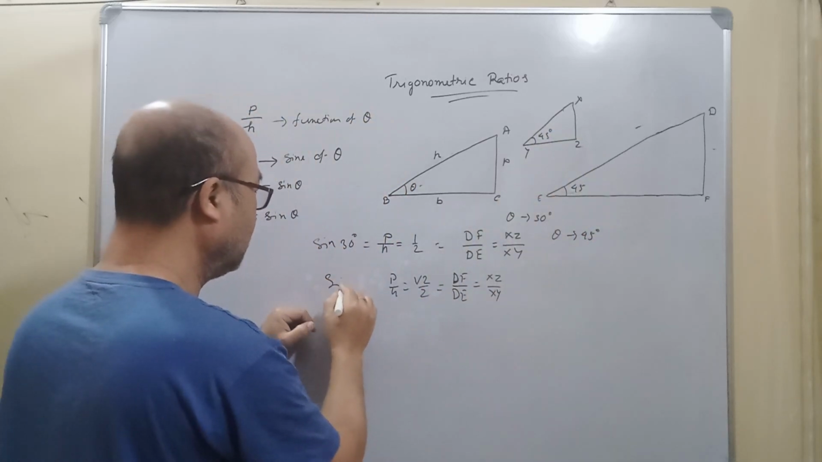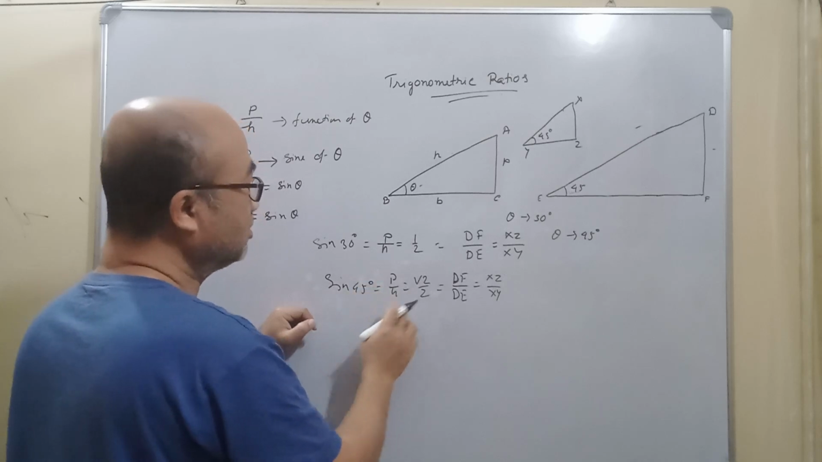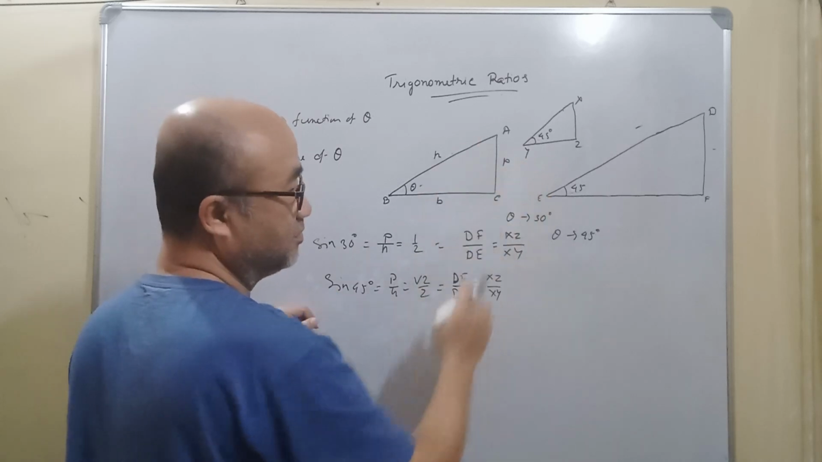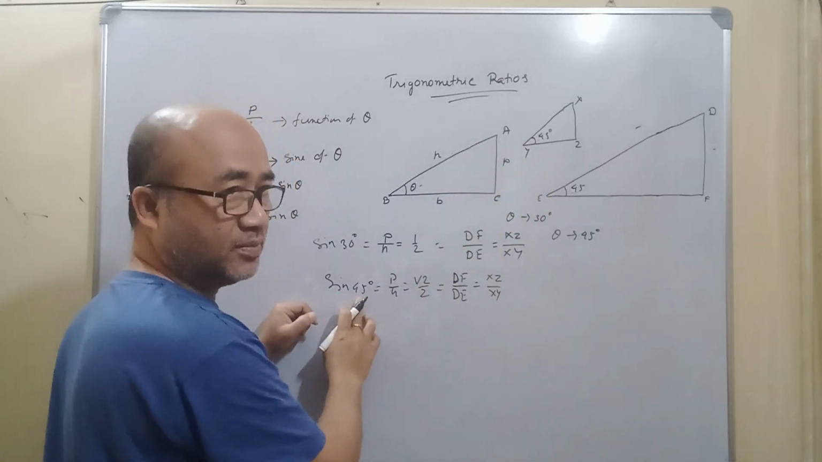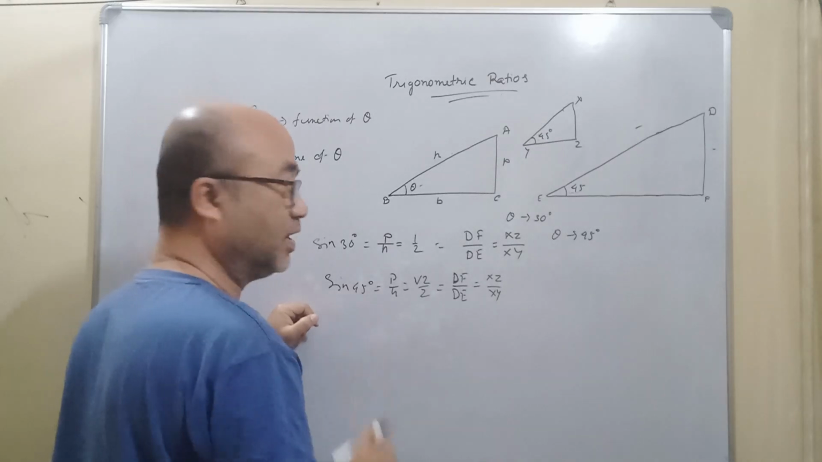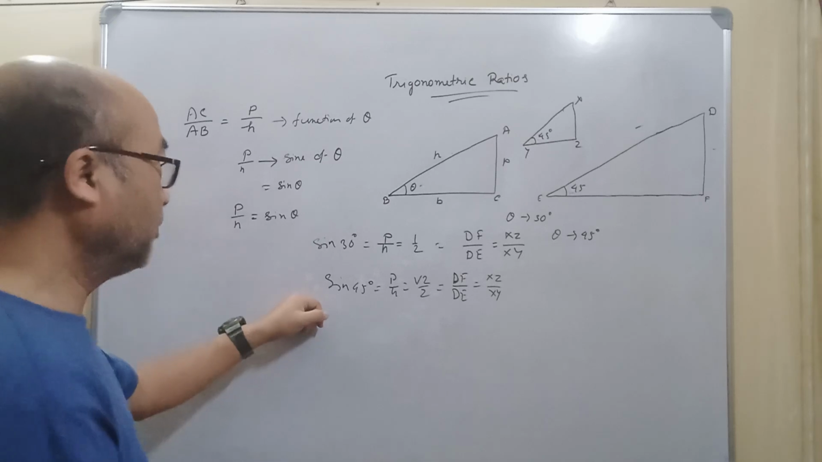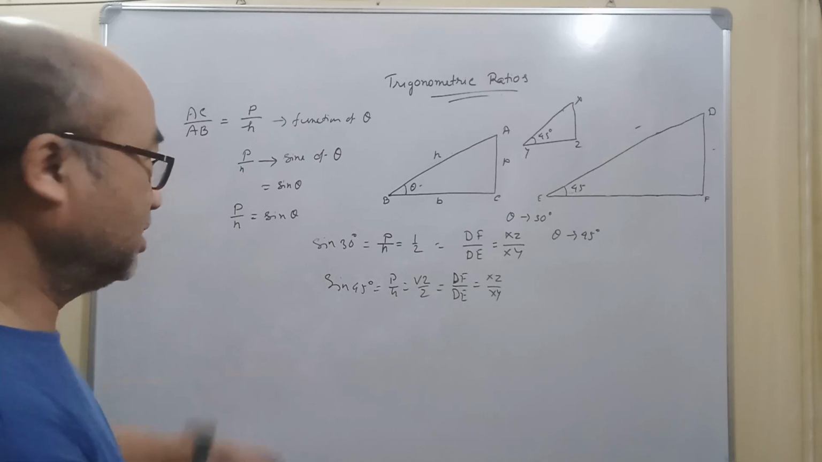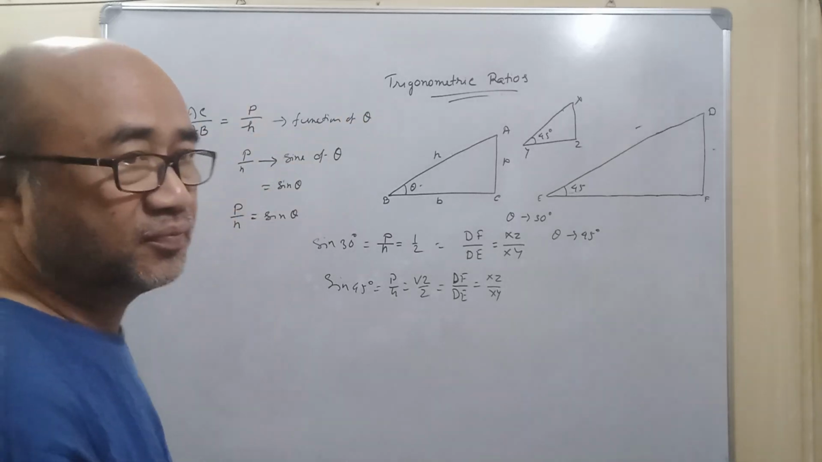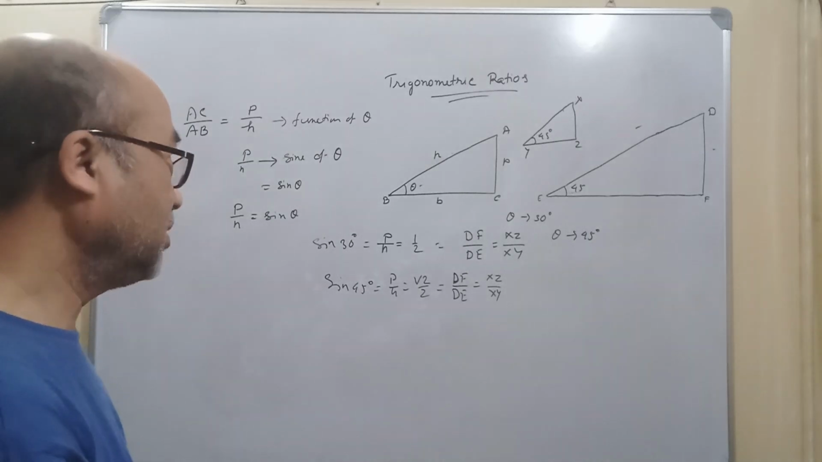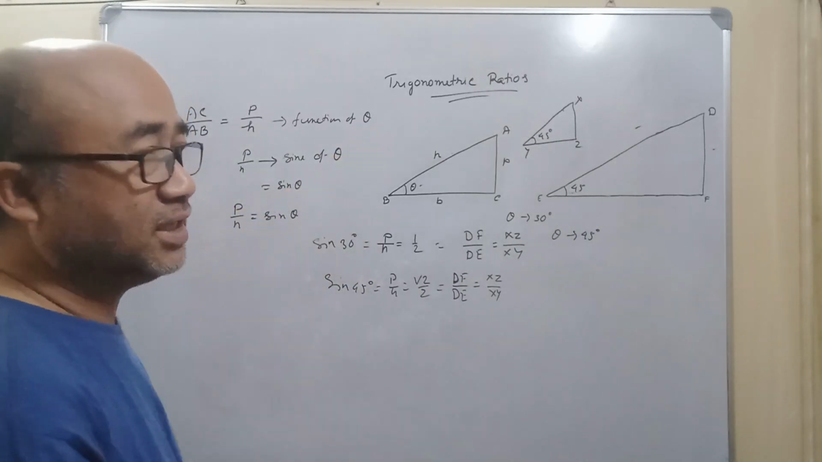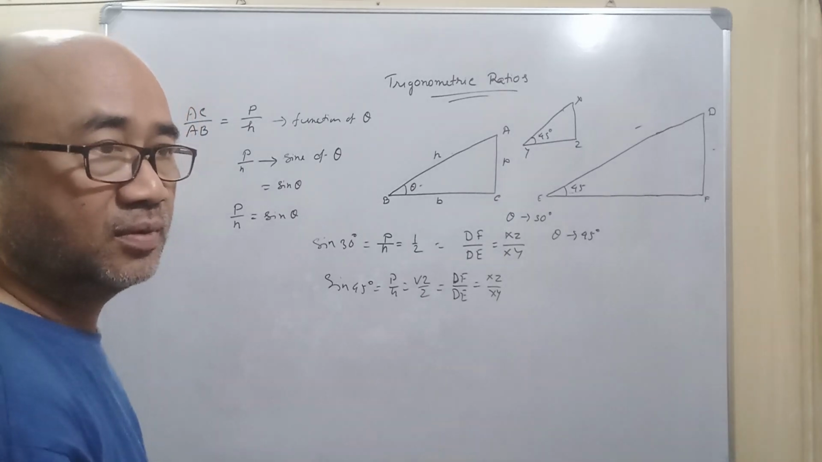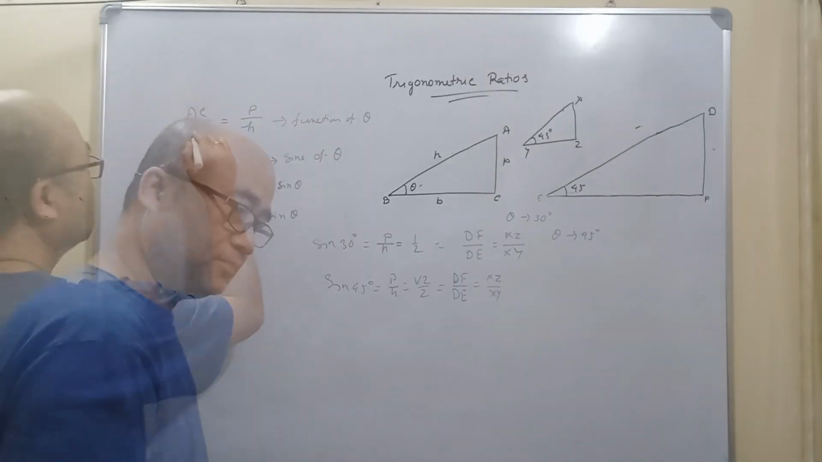And sine of 45 degrees is also root 2 by 2 for all triangles, irrespective of their size, if the acute angle is 45 degrees. Okay, so let me repeat that P by H is a function of theta, because this ratio is dependent on theta. The ratio remains constant as long as theta is constant, and it changes when the value of theta changes.